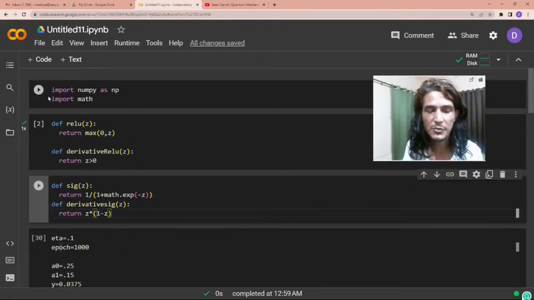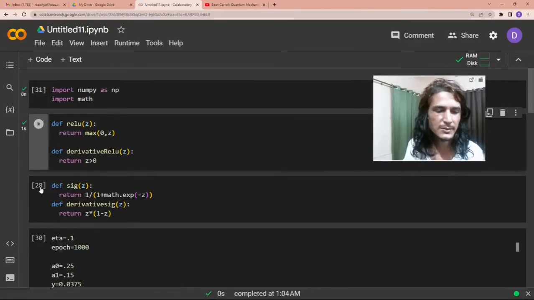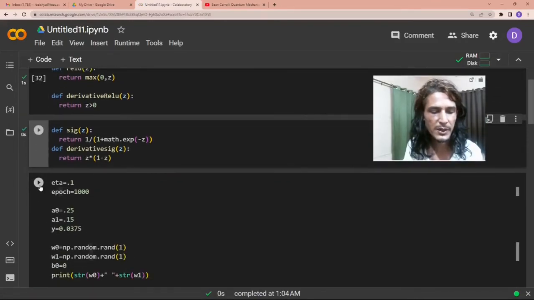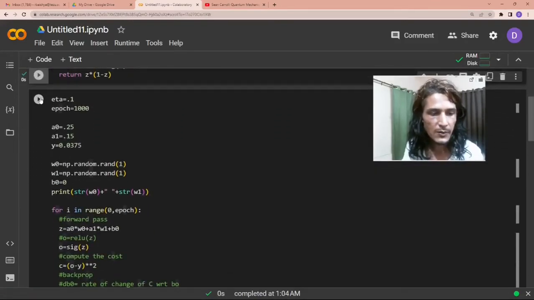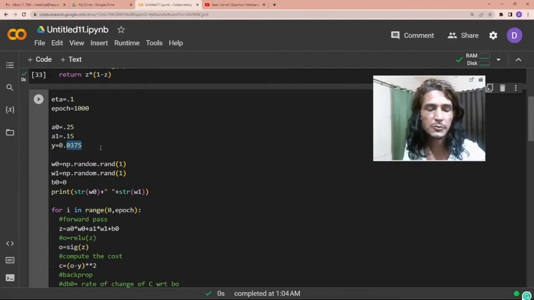I'm importing math here, so first I have to execute this block of code again, and then re-execute the program from the beginning. Now you see our code. We are training a network for this pair: the input is 0.2515, another one, and we want our output to be 0.0375. We already saw relu work there. Now we want to see whether sigmoid works or not.